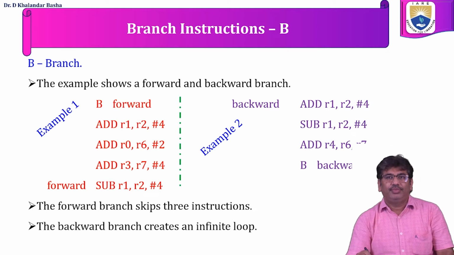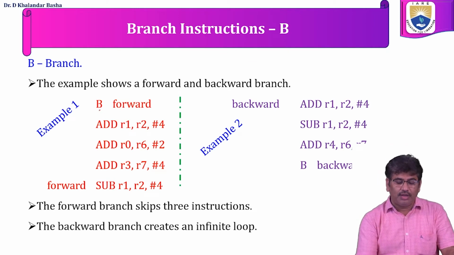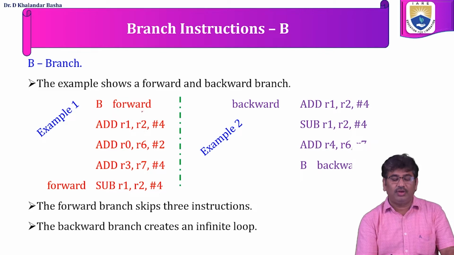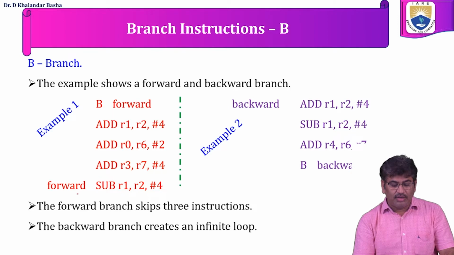Now we'll see an example. B forward; forward is a label. ADD R1, R2, #4. ADD R0, R2, #2. ADD R3, R7, #4. Then at the label forward: SUB R1, R2, #4.